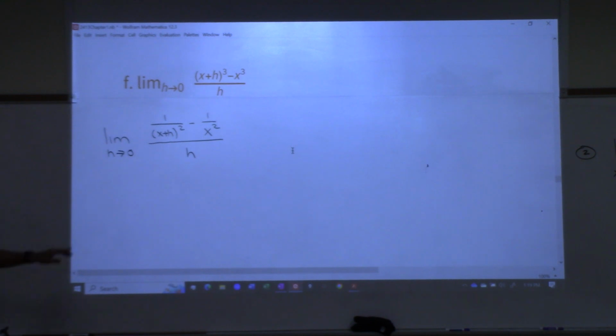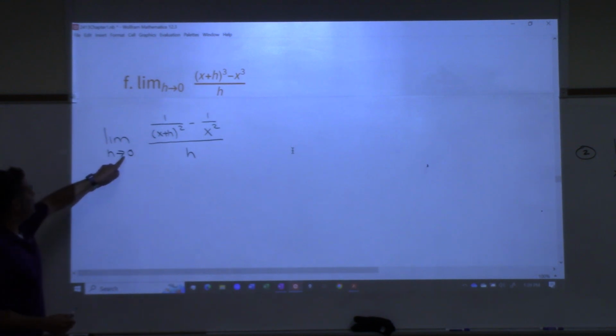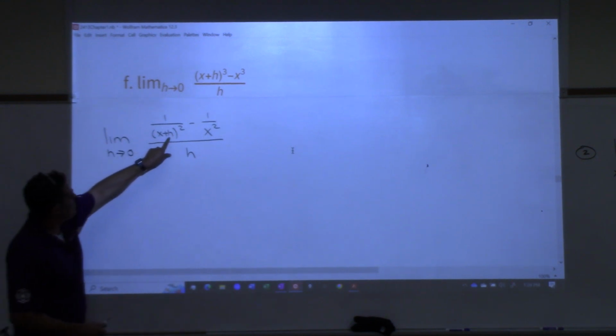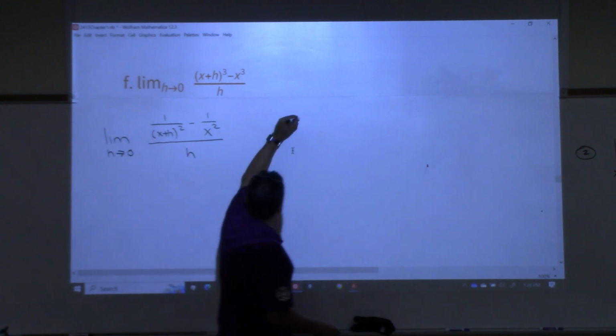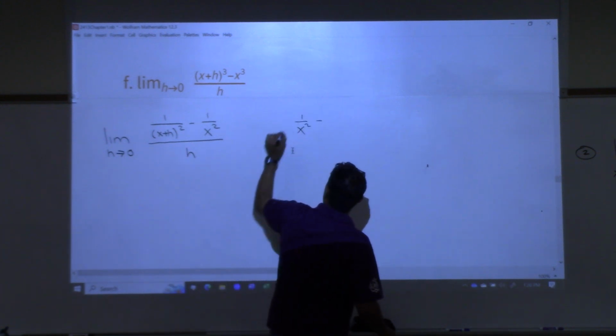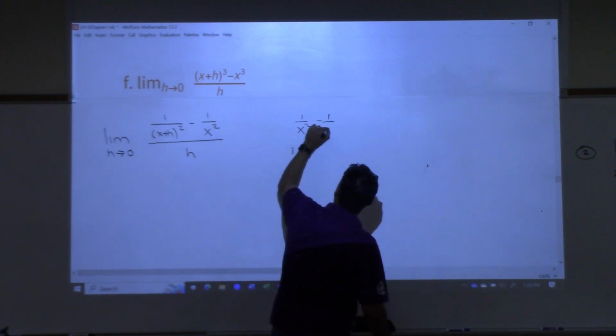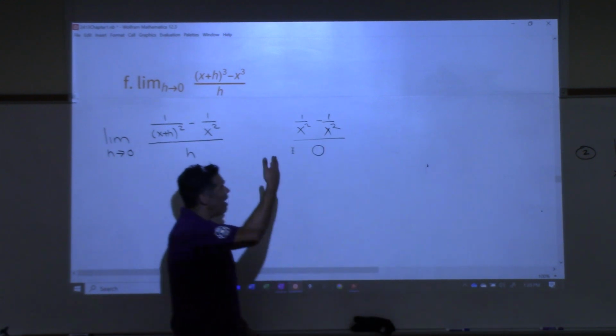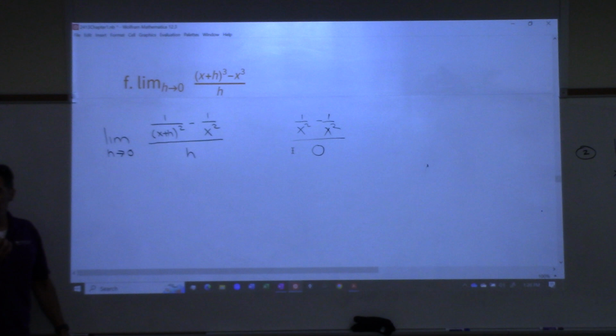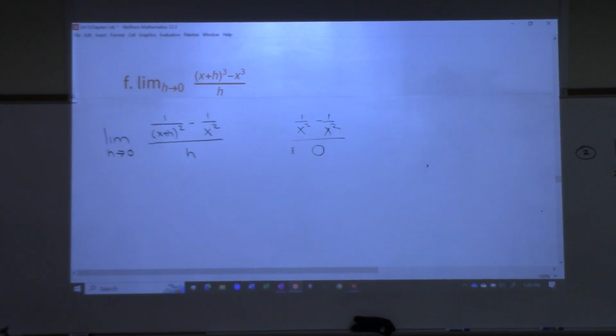So if we check right now, if h goes to 0, let's see what happens. If h goes to 0, that goes away, and this just turns into x squared. So on the top, we have 1 over x squared minus 1 over x squared again, all over h. As h goes to 0, the bottom goes to 0. The top, 1 over x squared minus 1 over x squared is 0. So we do get 0 over 0 here. So I'm going to do some algebra.